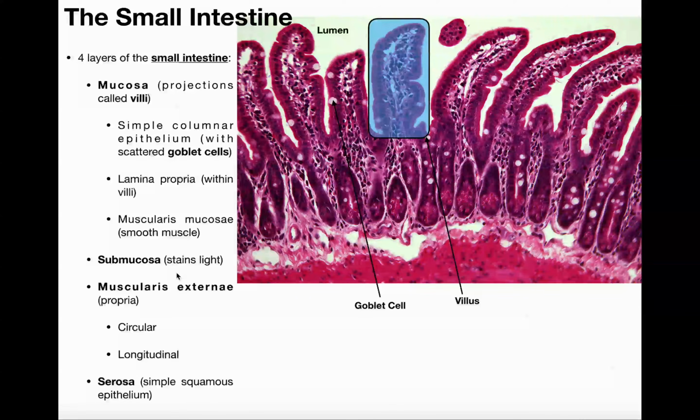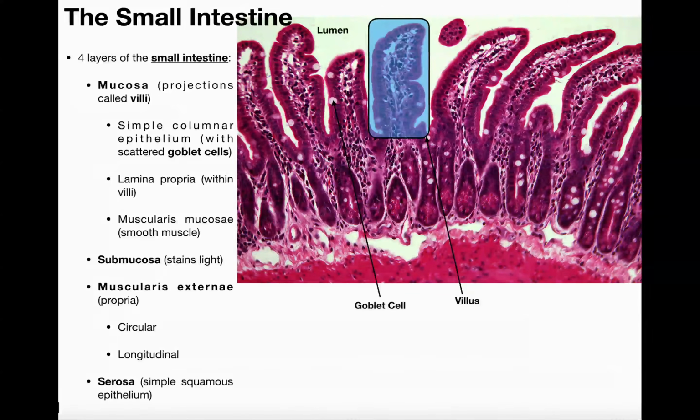Okay? Now, it also has a submucosal layer that stains lighter, usually, and it's back to the normal arrangement of the muscularis externa. It does not have 3 layers, it just has the normal 2, circular and longitudinal, and it has a serosa. Again, the stomach, small intestine, and large intestine all have serosa. The only one with adventitia is, of course, the esophagus.